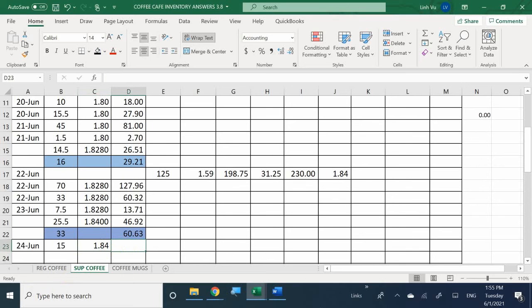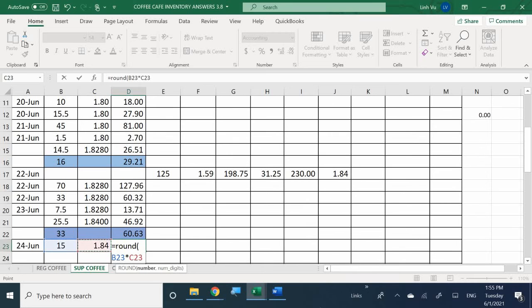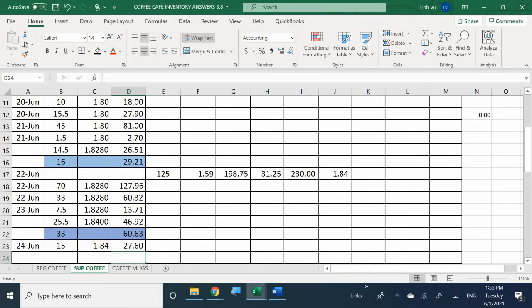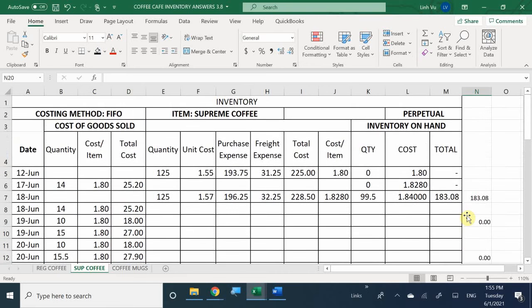Now, I'm not sure if this inventory on hand is going to be correct because mine's kind of messed up. What do you mean by that? Well, I have a nine... Let's see. 99.50. And subtract the 27.60. Well, no, you're not going to... No. Okay, go ahead. Subtract the 15. Yes, good.